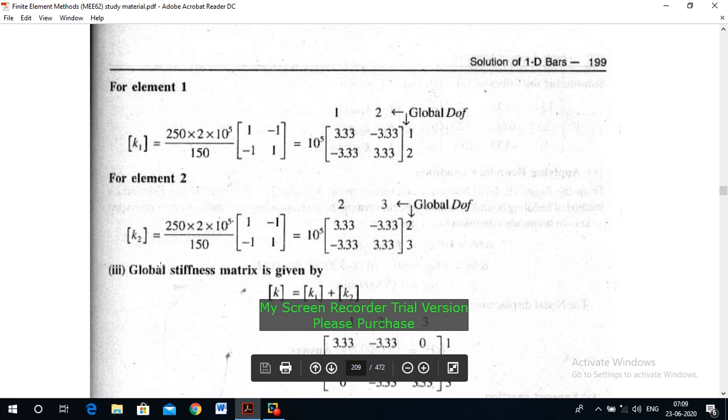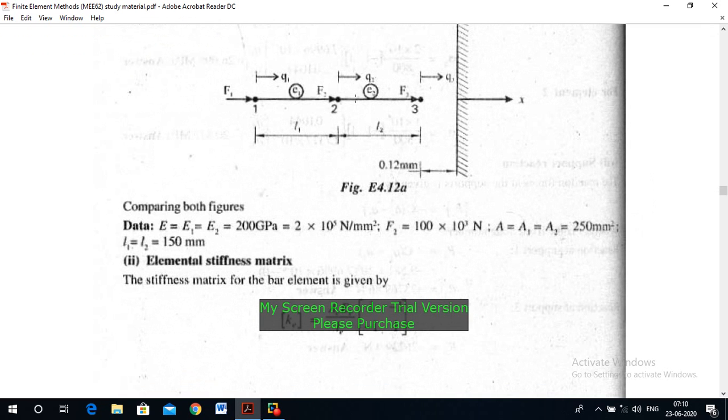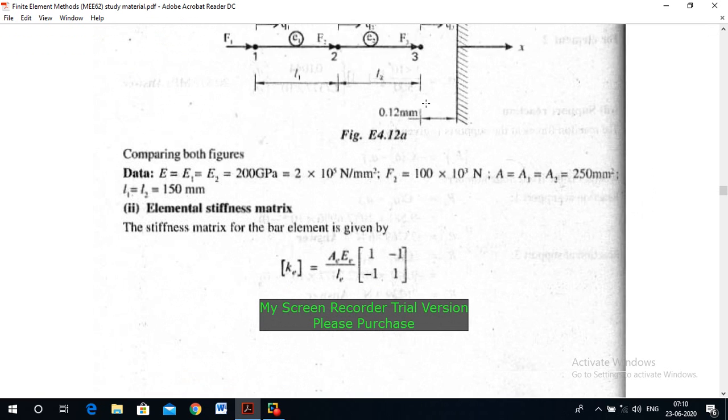Next, the element stiffness matrix for element 2 is AE by L times the matrix 1 minus 1, minus 1 1. A, the area of cross section, is given as 250, Young's modulus is 2 into 10 power 5, and the length of element 2 is 150, multiplied by the matrix 1 minus 1, minus 1 1. Finally, after simplification, the matrix is 10 power 5 common, with 3.33 minus 3.33, minus 3.33 3.33. Give the numbering for this matrix. Element 2 consists of two nodes, node 2 and node 3. Q2 is the nodal displacement at node 2 and Q3 at node 3, and give the numbering 2 3, 2 3.